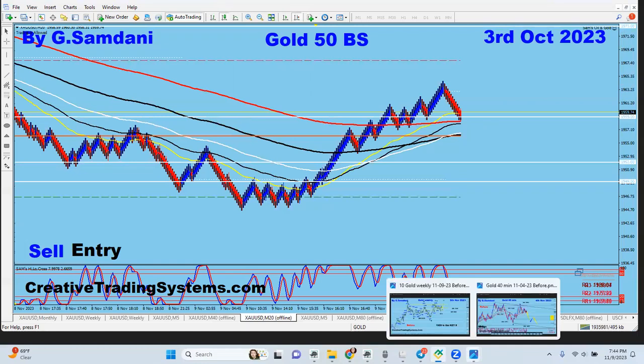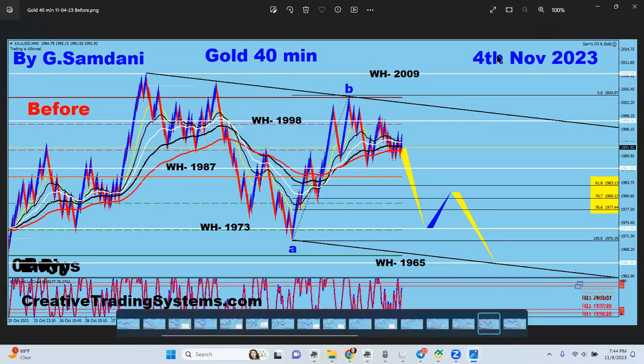Another version of the chart, this chart I made when we were coming down, is this. On the 4th, I made this gold 40-minute chart. Elliott wave corrections like A, B, and then I said that we're gonna come down here, 1965, and then 1959, in this fashion. So what happened in this chart?